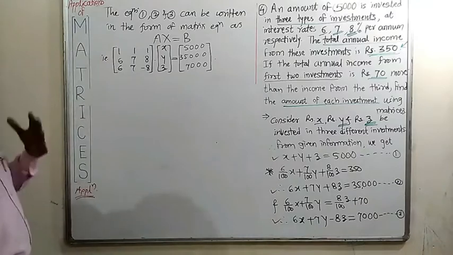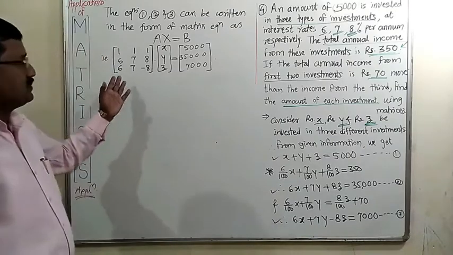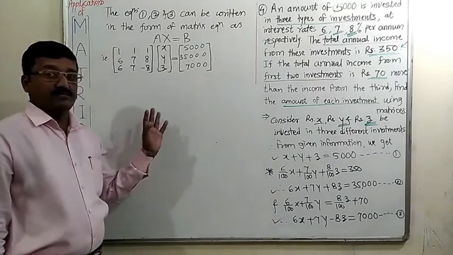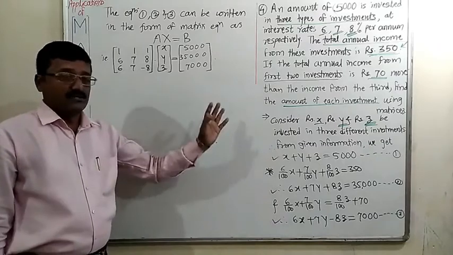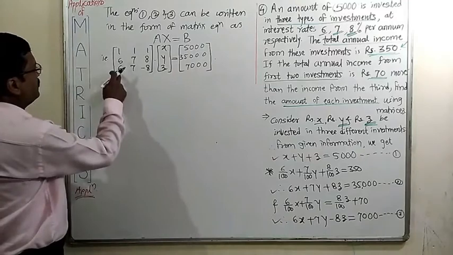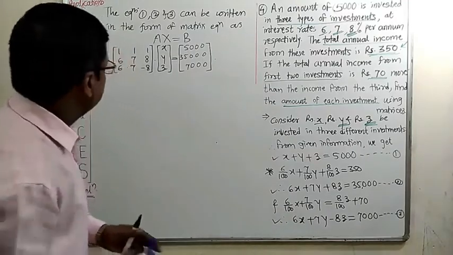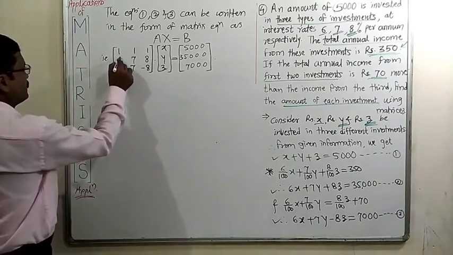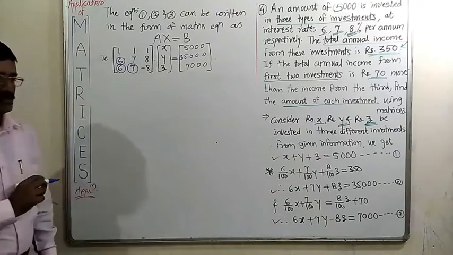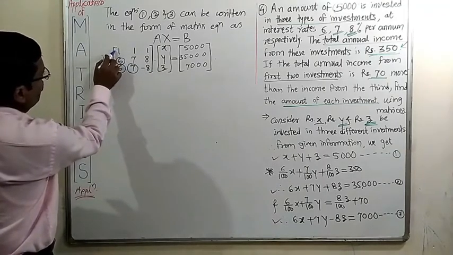Now, what is our aim? It is beneficial to use the method of reduction to find these unknowns instead of the method of inversion, which is somewhat lengthy. So we will convert these three elements into zeros: this 6 into 0, this 6 into 0 and this 7 into 0, so that we get an upper triangular matrix.